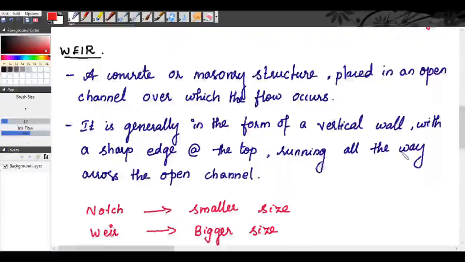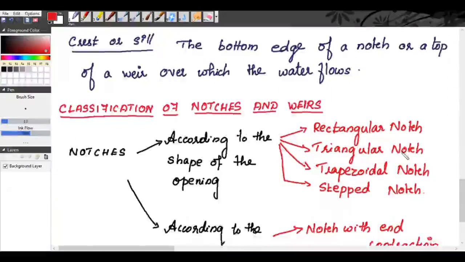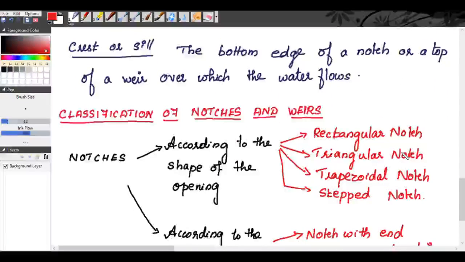Now, crest or sill. You know, sill always forms the bottom surface, the bottom part. So here also, crest or sill is the bottom edge of the notch or the top of a weir over which the water flows.